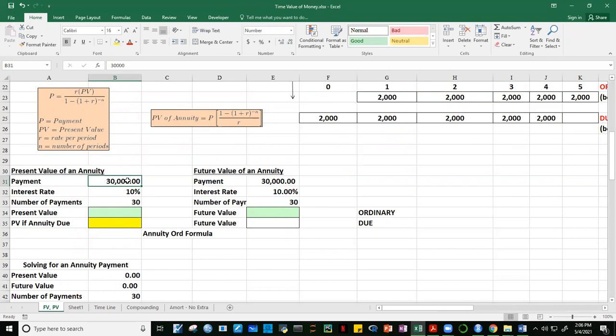Pag hindi sinasabi, ano yung assumption, guys? Always? Always? So, sabi nito, present value. Pero hindi naman sinabi kung present value, ano ba to, annuity ordinary or due? Correct. Thank you, Madeline. The answer is annuity ordinary. Okay? So, let's compute for the present value.